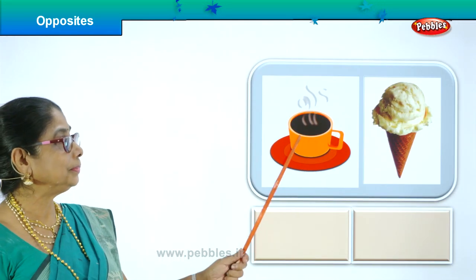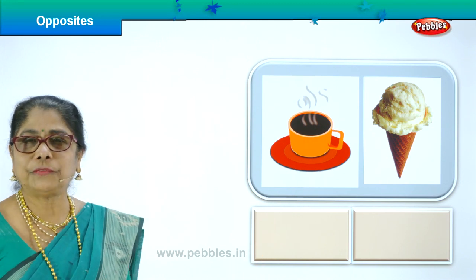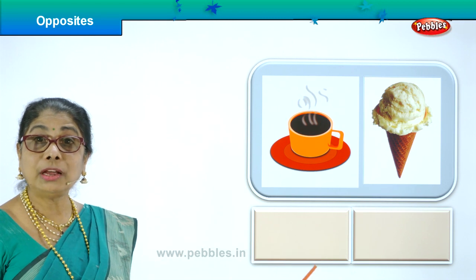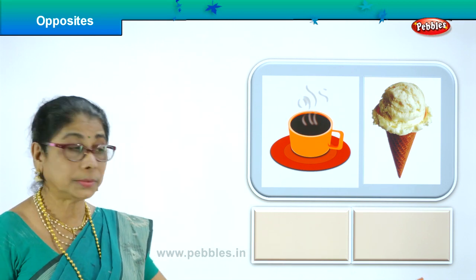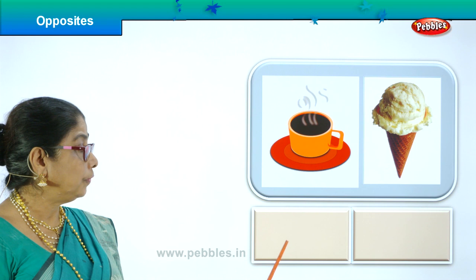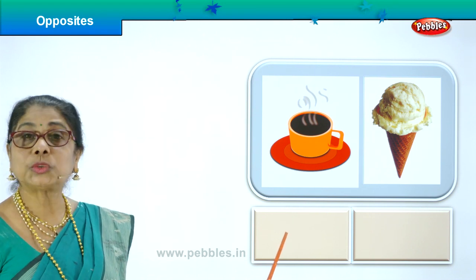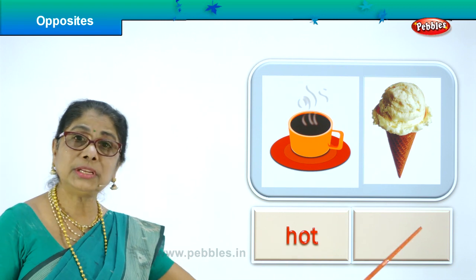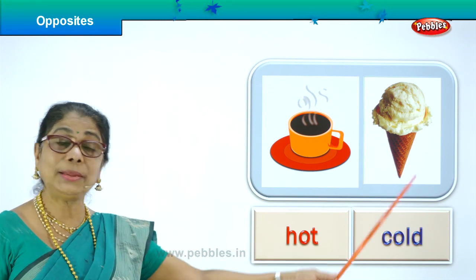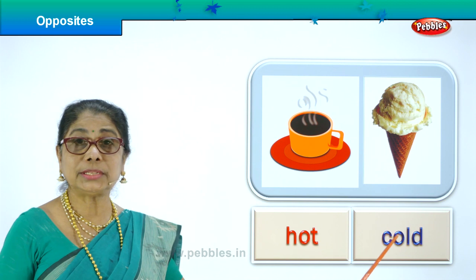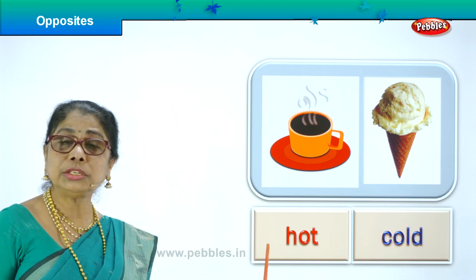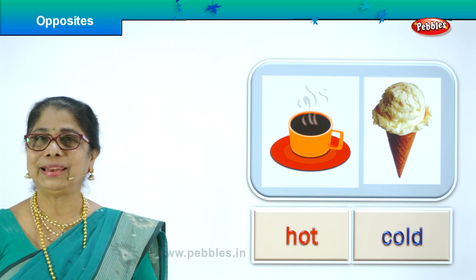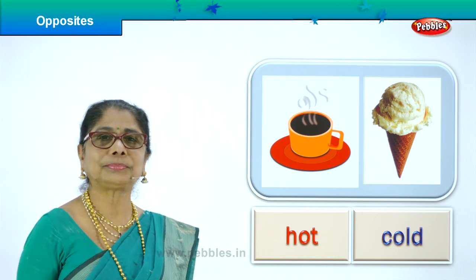See what we have here. Hot cup of coffee. And cold ice cream. Hot, cold. The coffee is hot. Spell hot. H-O-T, hot. Opposite of hot is cold. Ice cream is cold. C-O-L-D, cold. Hot, opposite, cold. Good. Let's look at a new picture.